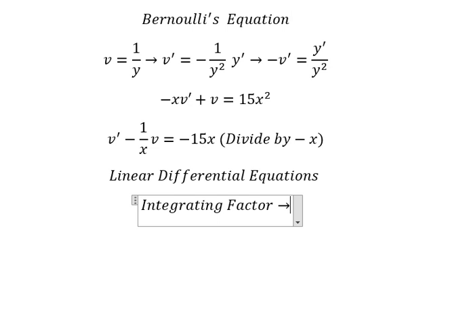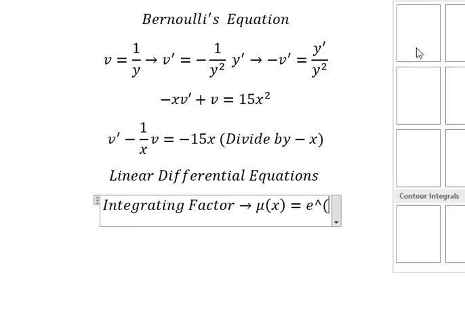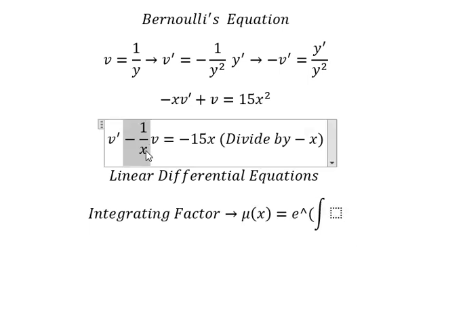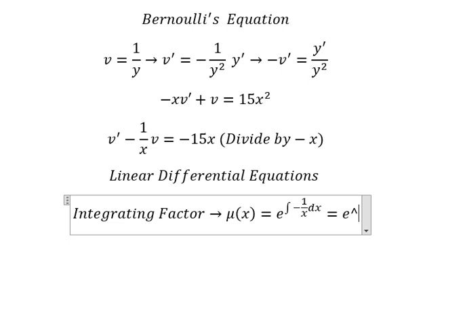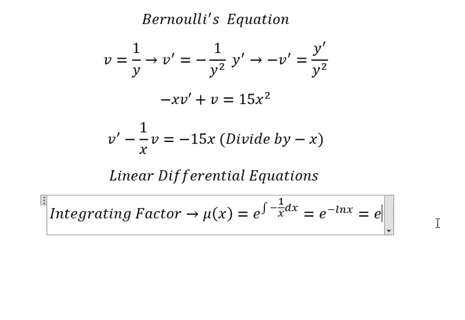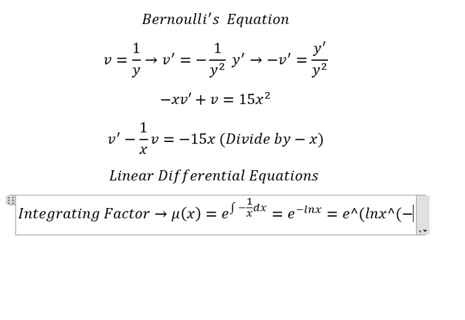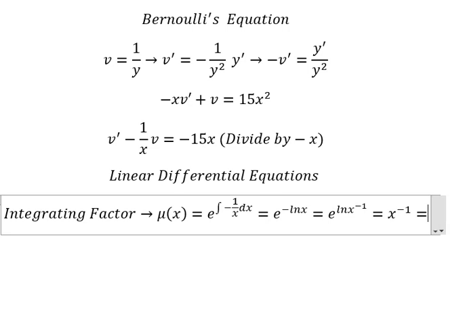So we need to find mu of x equals to e to the power of the integration. And we can see that negative 1 over x is next to v. This is for the integrating factor, and I will put this one going here. And we have negative ln x, the integration of 1 over x is ln x. And I will put the negative inside the natural log in here. And we have x to the power of negative 1, and we have 1 over x.